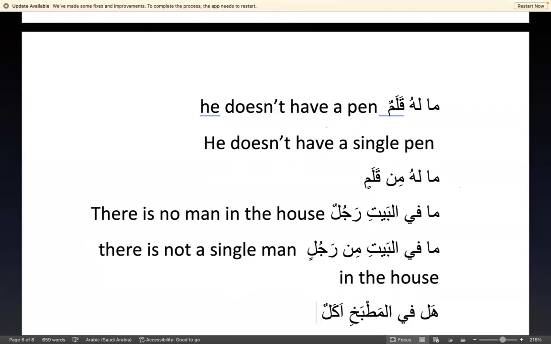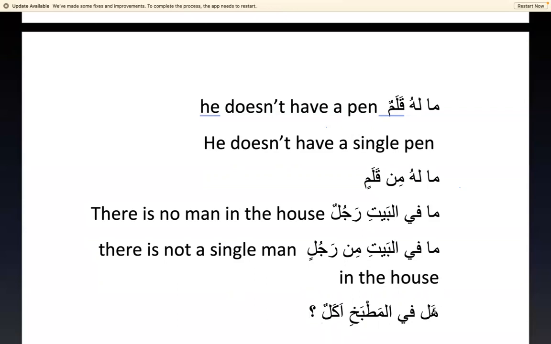Now, how do you translate this? This is a question sentence, because whenever you have hal before a sentence, it becomes a question. Now, if you remove hal aside for some time, you say fil matbakhi akalun. How will you translate that? Don't translate hal. You just translate: food is in the kitchen.